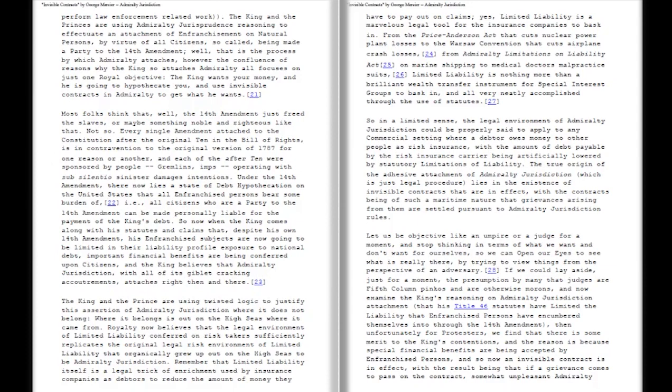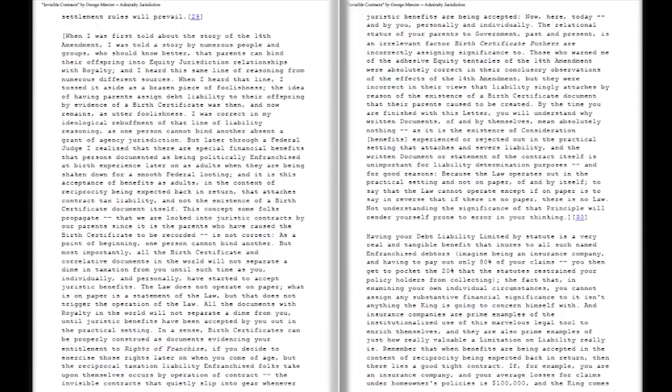28 If we could lay aside, just for a moment, the presumption by many that judges are fifth column pinkos and are otherwise morons, and now examine the king's reasoning on admiralty jurisdiction attachment, that his Title 46 statutes have limited the liability that enfranchised persons have encumbered themselves into through the 14th Amendment, then, unfortunately for protesters, we find that there is some merit to the king's contentions, and the reason is because special financial benefits are being accepted by enfranchised persons, and so now an invisible contract is in effect, with the result being that if a grievance comes to pass on the contract, somewhat unpleasant admiralty settlement rules will prevail.